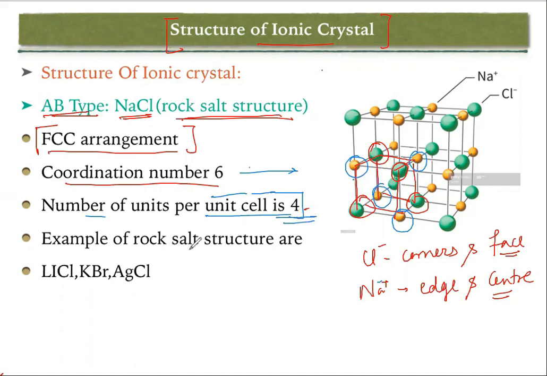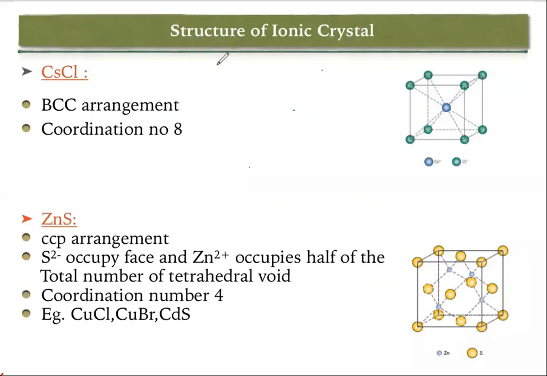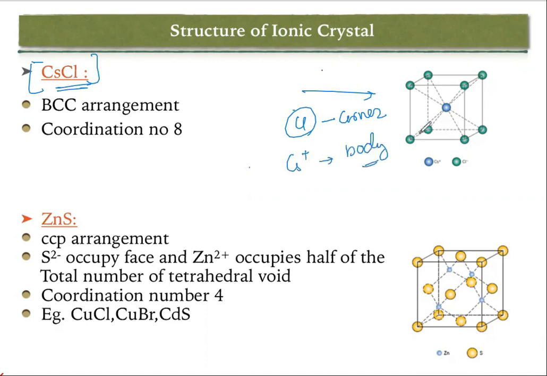Now you can take other examples of rock salt, that is LiCl, KBr, AgCl. Okay. So now the next ionic crystal, that is CsCl, cesium chloride. This is the picture of cesium chloride. All the chloride will occupy the corners, and cesium will occupy the body. And it will follow the BCC arrangement. The coordination number is 8. This is the cesium atom, and it is surrounded by 8 chloride ions. So the coordination number is 8.